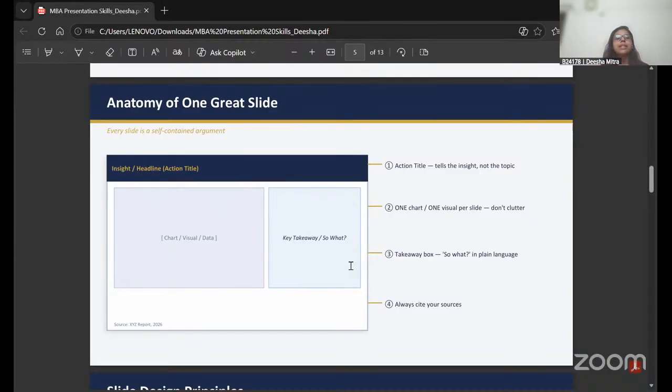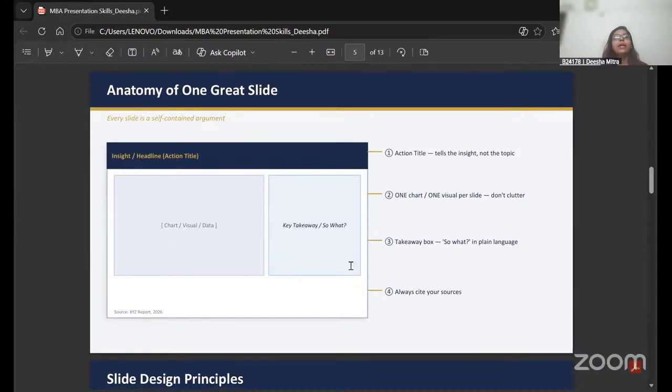Don't clutter your slides, and for every chart or every visual that you put on your slide, there should be a takeaway. There should be a takeaway of why this chart is here. If the header says there is a chart, there should be a reason that you put that chart under this slide. So always talk about the takeaway.